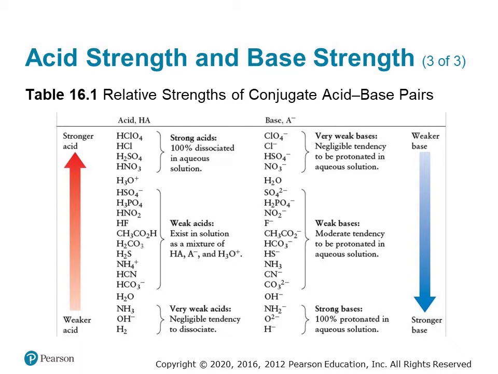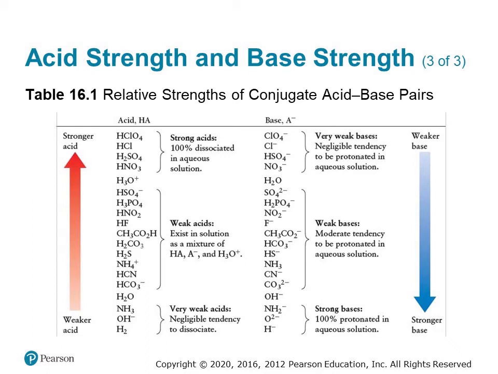In the column on the right of this chart, we have the conjugate bases of each acid from the left column. Notice, as indicated by the arrow, that the stronger an acid is, the weaker its conjugate base is. For instance, the conjugate bases of strong acids, such as perchlorate, chloride, bisulfate, and nitrate ions, are very weak bases that have negligible tendency to accept protons in aqueous solution. In other words, they are weaker bases or proton acceptors than water itself.